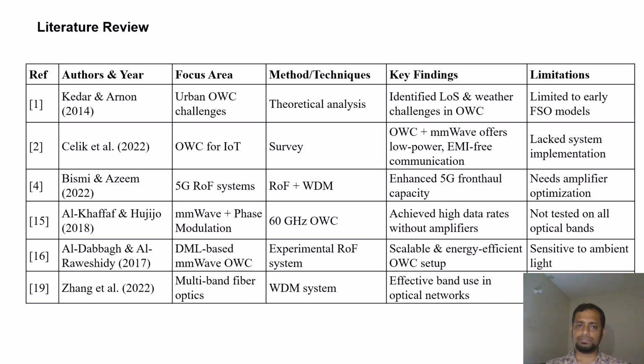Reference 4 actually introduced the 5G millimeter wave system, but in the case of radio over fiber, they use a WDM system. They enhance their system performance, but they need more optical amplifiers to boost the signal. Reference 15 uses millimeter wave and a phase modulator. It's a phase modulation technique. They also use a 60 gigahertz OWC channel and achieve a high data rate.